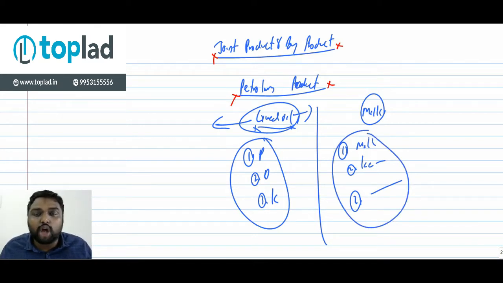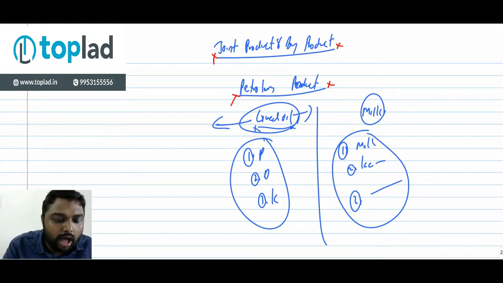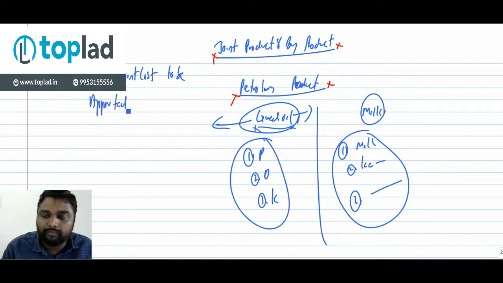So in joint product, our main task is to answer the following questions. What are the questions we have to answer? The first question: how is the joint cost to be apportioned?